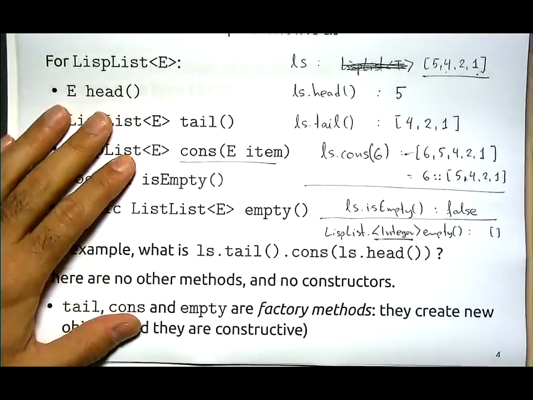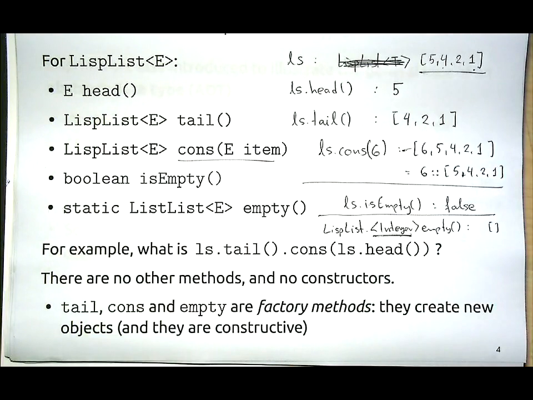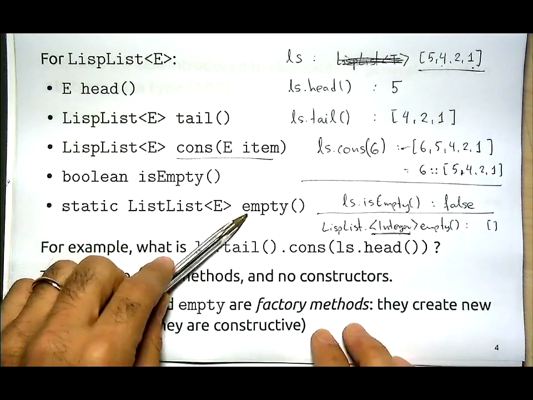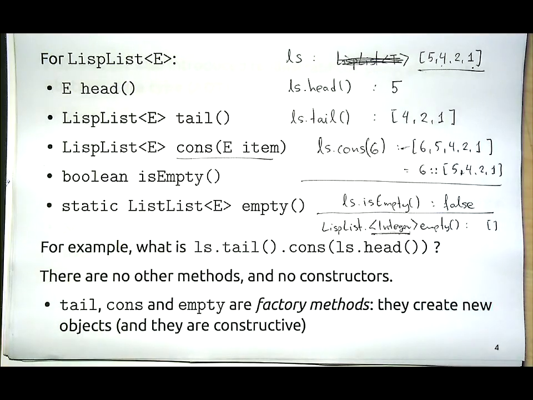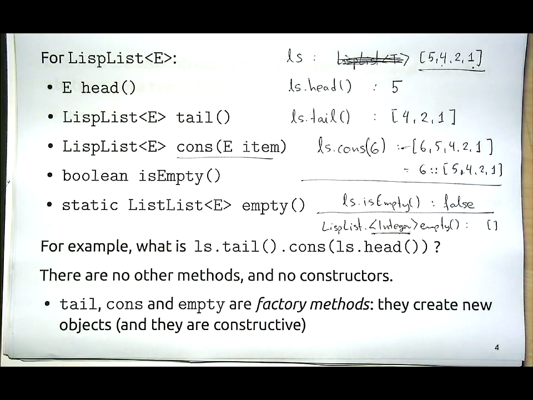So these are all the methods. There are no other methods, there are no constructors. The only way to construct lists is you start with empty by this method here, which we actually call a factory method because it creates new objects. And then you can add elements with the cons. So this is a bit similar to array list, but for array list, if you remember, you had to call a constructor, whereas here, you call the factory method.